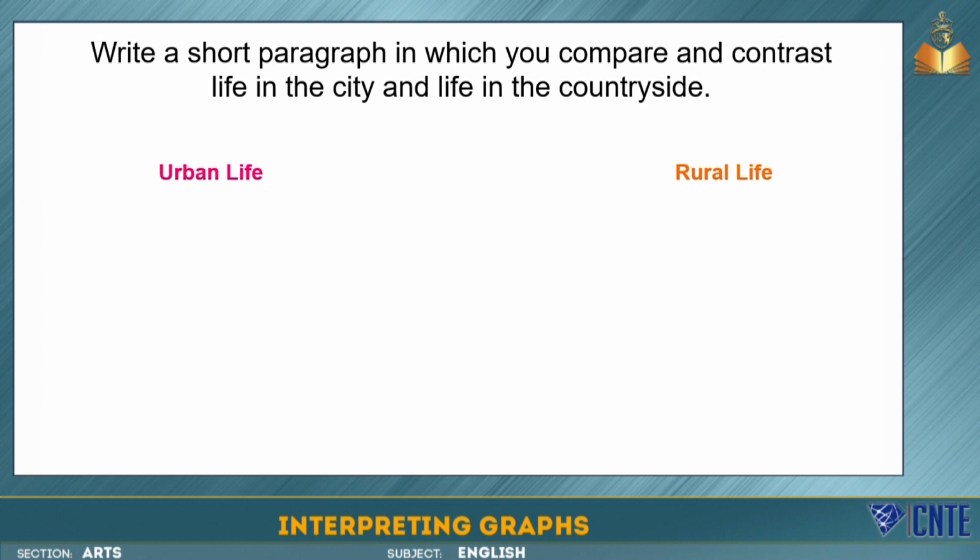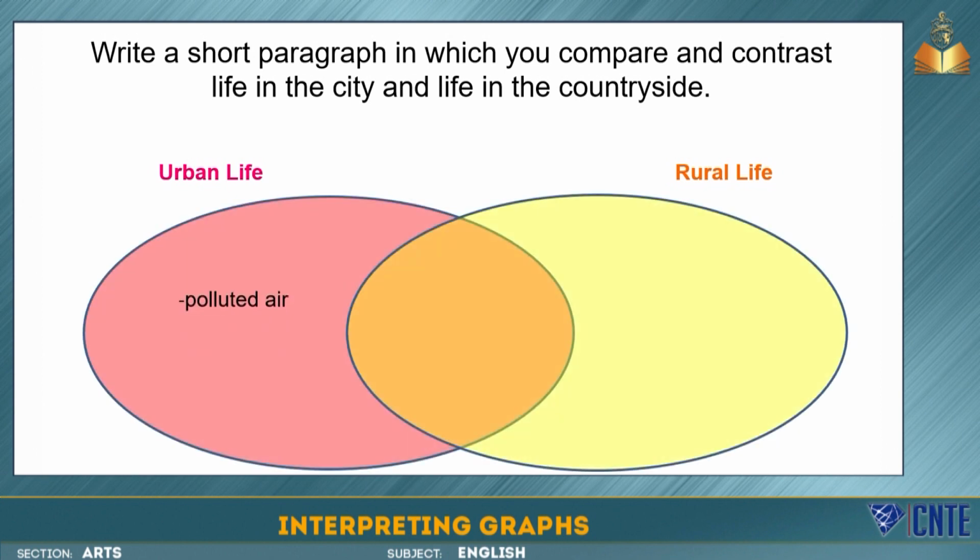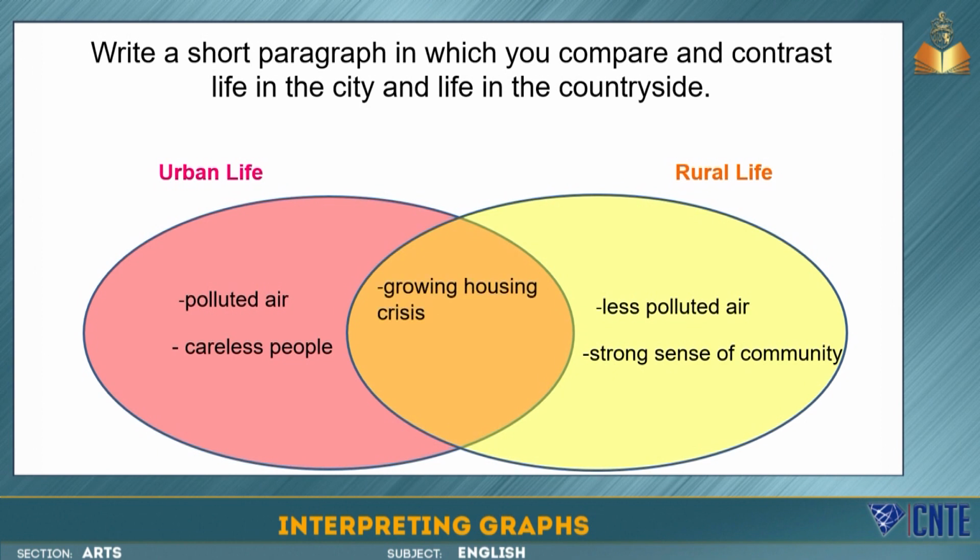Okay, let's have a look at this Venn diagram. Polluted air in the city. Less polluted air in the village. Careless people in the city. Strong sense of community in the village. But in both, we have a growing housing crisis and increasing joblessness rates. As you can see, you have differences and a couple of similarities. The differences are organized in such a way that each idea in city life counters another in country life.